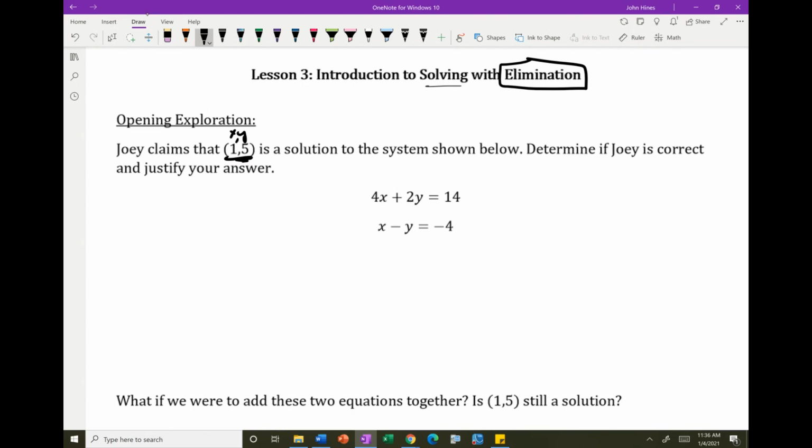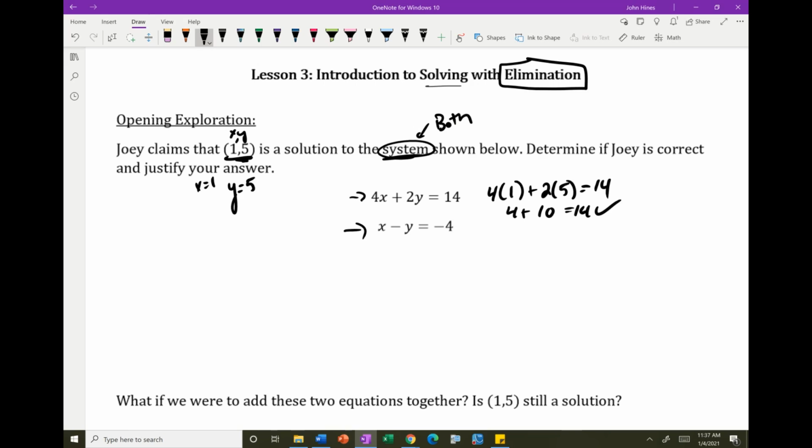Well, we plug it in. x equals 1 and y equals 5. So let's plug that in wherever I see x and y. So 4 times 1 plus 2 times 5 equals 14. Well, 4 plus 10, that does equal 14. But it's not a solution to the system because it has to work for both. It works for the top equation. I now have to check the bottom equation here. So x minus y equals negative 4. 1 minus 5 is negative 4. So since it works for both, it's a solution to the system.